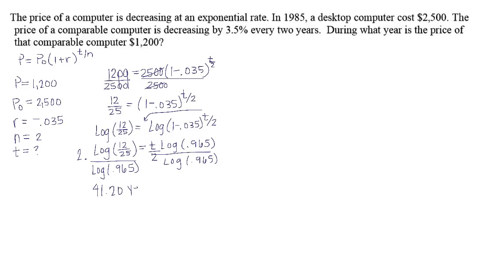41.20 years. And remember, the question itself said during what year. So let's see, our original year, we started out in 1985, and we're going to add to that 41.2 years. So it looks like we're going to end up in year 2026.2, but we're going to just round it to the nearest year.